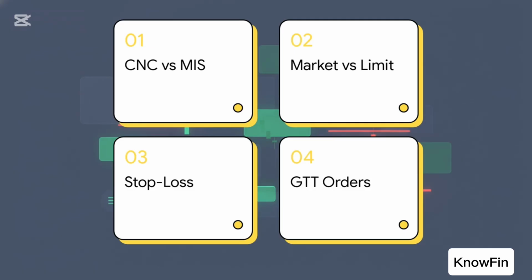To fix that, we need a solid roadmap. आज हम मार्केट के इन 4 essential pillars को decode करेंगे. CNC versus MIS, market versus limit, the stop loss, and finally, GTT orders.